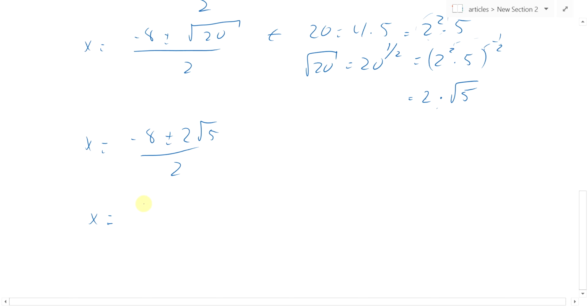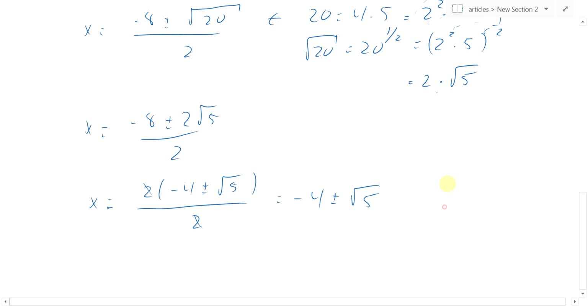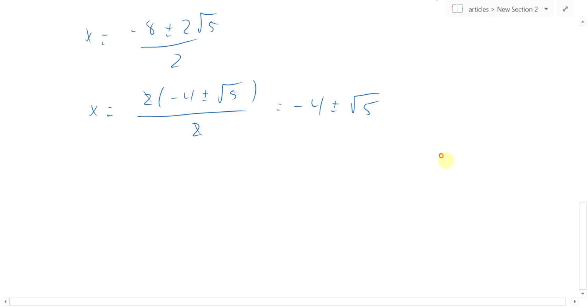But we can factor 2 out of the top. And then we have a 2 on the bottom. And now this 2 and this 2 can cancel out. And there's our solution. Minus 4 plus or minus square root of 5. And again, 2 solutions because there's a plus or minus.